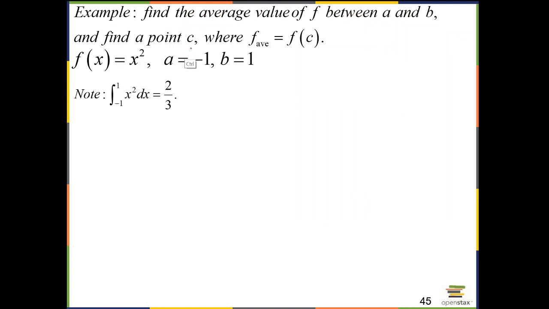So here's an example. It says find the average value of f between a and b and find a point c where f average equals f of c. Now, we're not going to be able to do this with formulas that we're going to learn in this section, because in this section we're going to learn formulas to quickly find this. But what we are doing here is to prove those formulas. So it's going to be a kind of circular reasoning if we use the result of a formula to prove it. That doesn't make sense, right? So we're not going to be able to use the formulas to find this area.